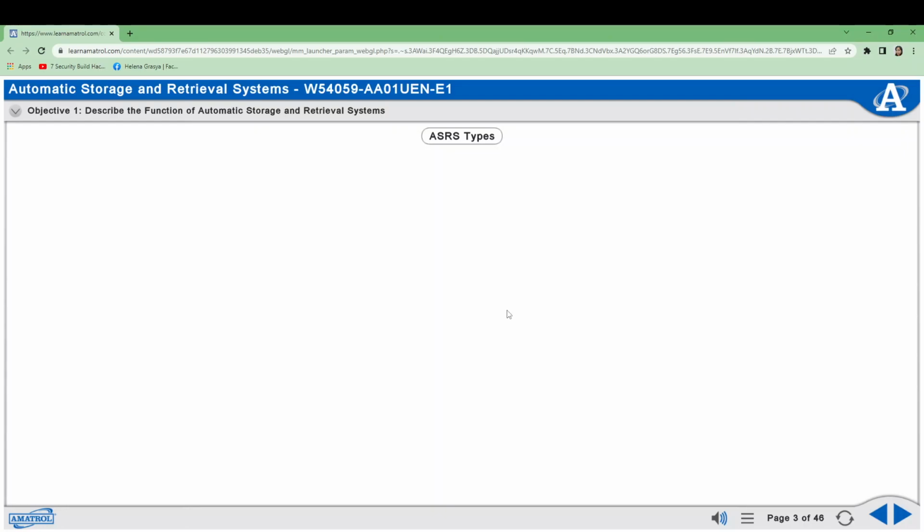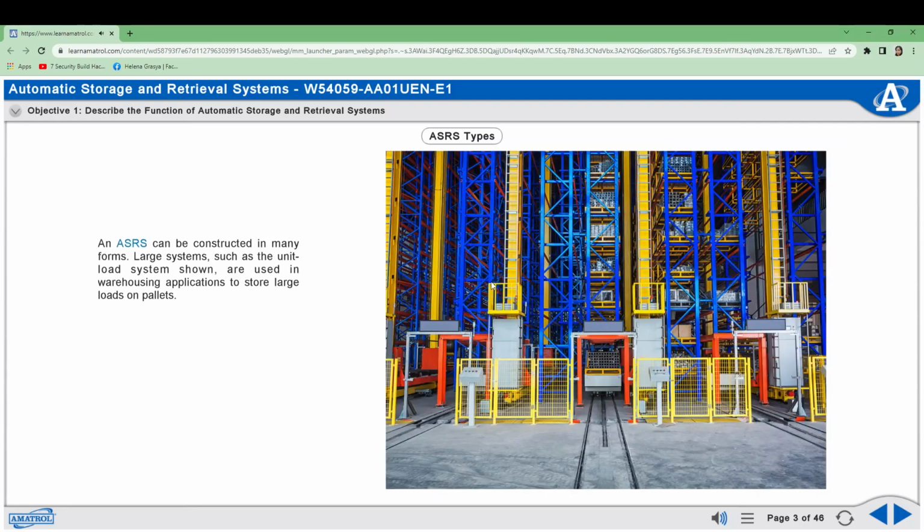An ASRS can be constructed in many forms. Large systems, such as the unit load system shown, are used in warehousing applications to store large loads on pallets. Small systems, such as a vertical carousel, can be used at the point of use on the production floor, delivering material quickly to the pickup location.